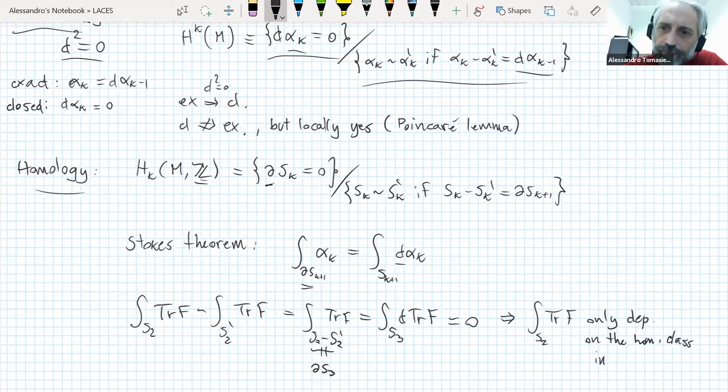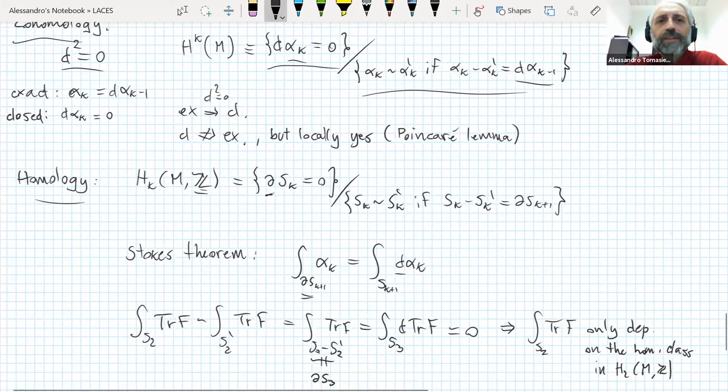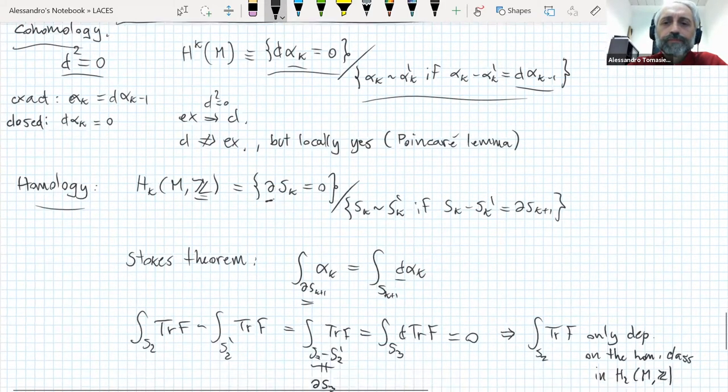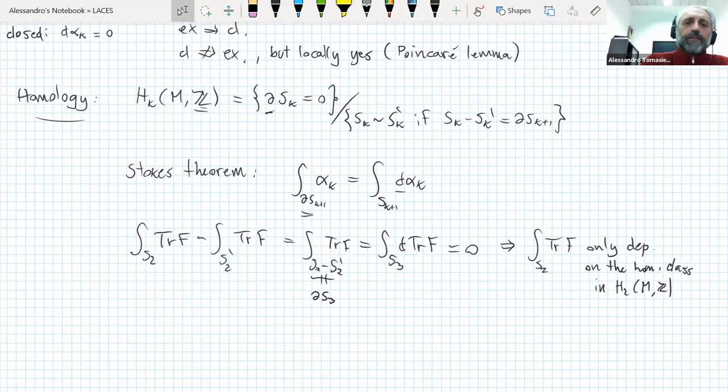Given that this is finite dimensional, as I stated yesterday, namely there are only a finite number of different homology classes, for example in H2, but also in other degrees, in other dimensions, then this is just a bunch of numbers. So this C1 that I introduced is a less mysterious object than you might otherwise think. Good.